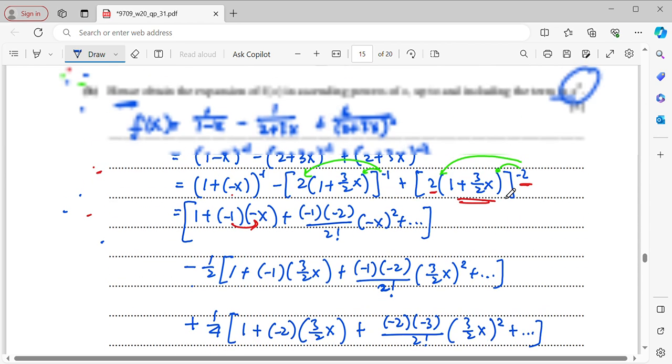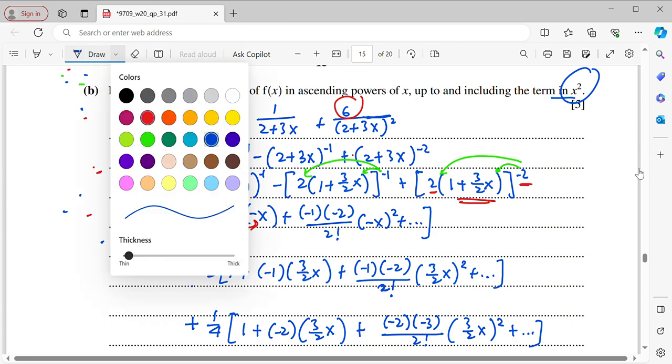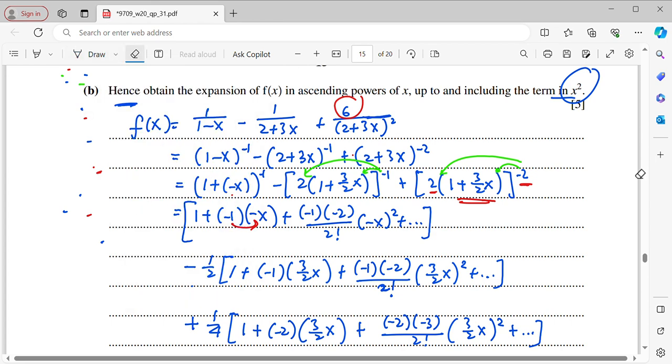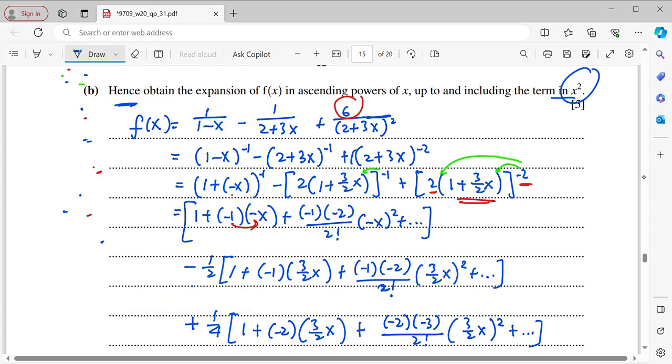okay, let me check. Alright, I missed out the 6 over here. See, there's a 6. So I should have a 6 here. Okay, let me erase this first. Here should have a 6. Let me rewrite. Here should have a 6. Then here should have a 6.